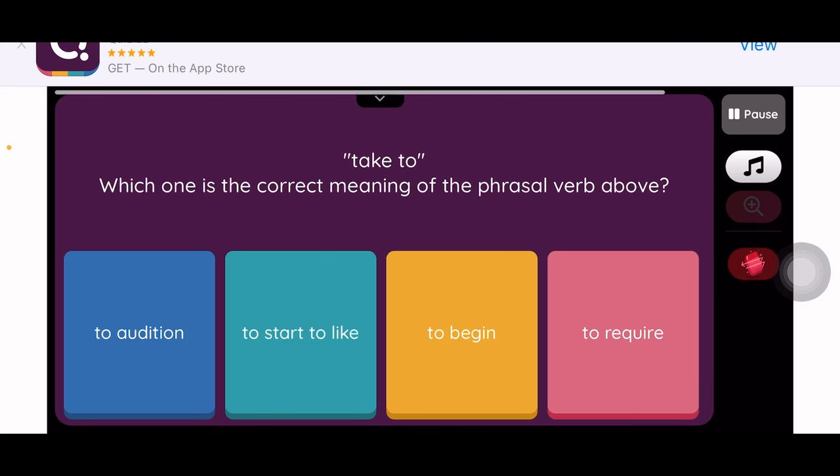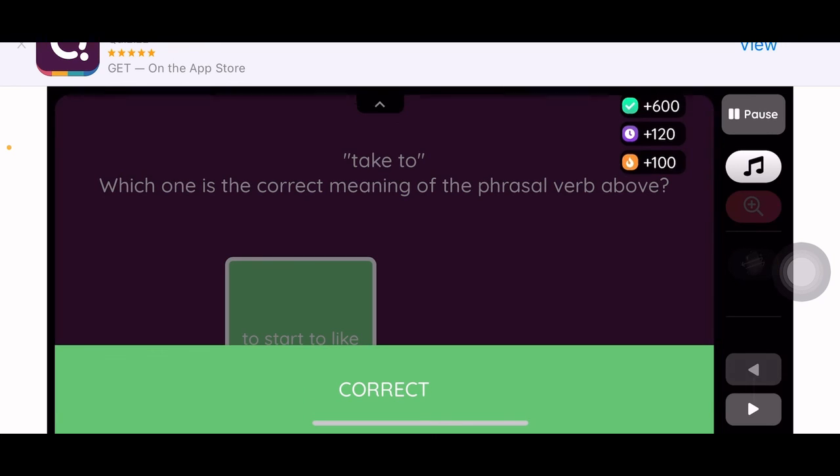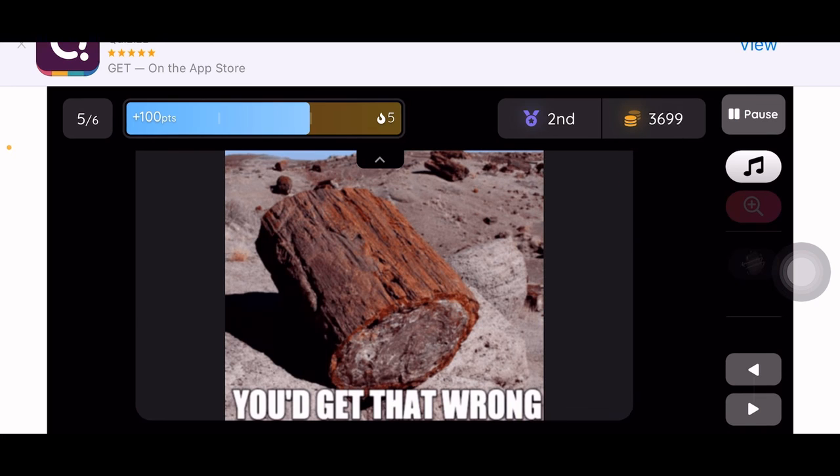Take two. Which one is the correct meaning? Is it to audition, to start to lie, to begin, or to require? So take two, if we say the answer is to start to lie, then the answer is correct.